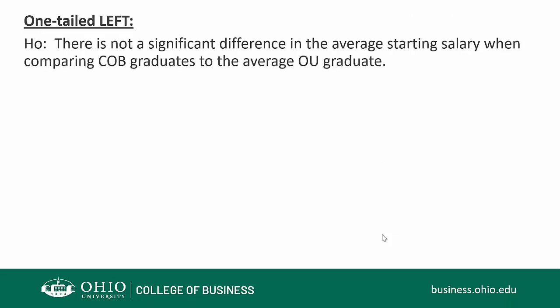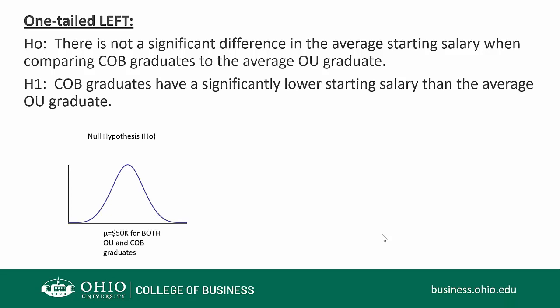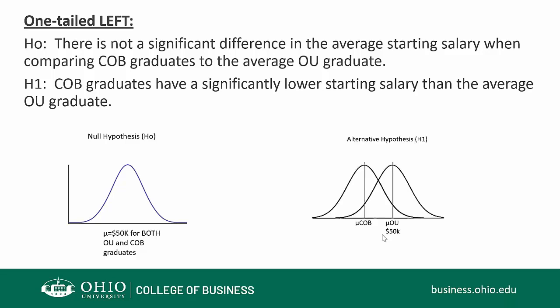If we conduct a one-tailed left, again, the null is the same. There's not a significant difference between COB and OU graduates. They have the same mean or distribution. The alternative is COB graduates have a significantly lower starting salary than the average OU graduate. And in the visual depiction, you can see that the mean for the COB graduates is less than and to the left of the OU mean.